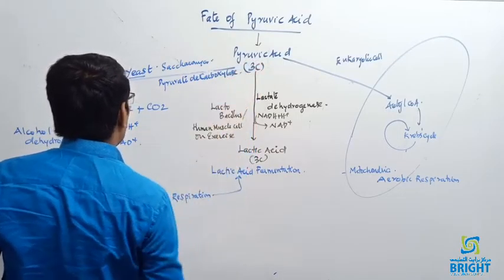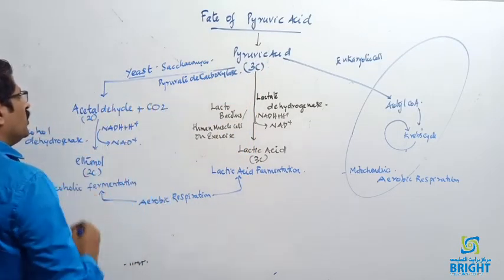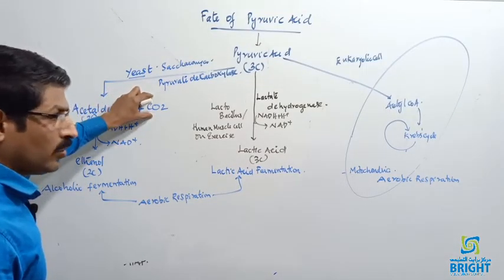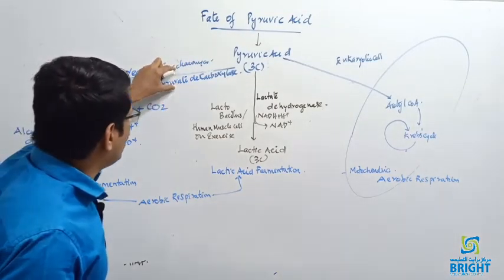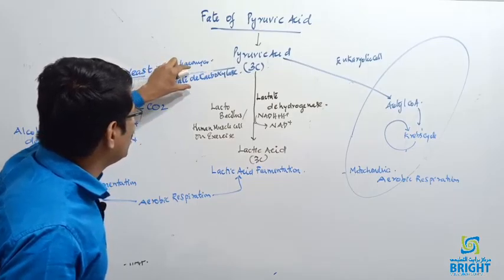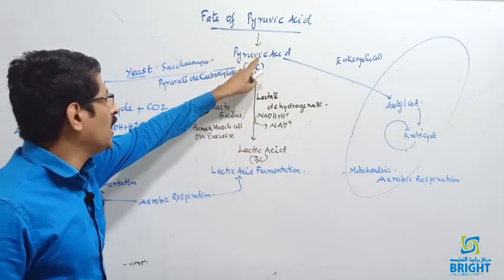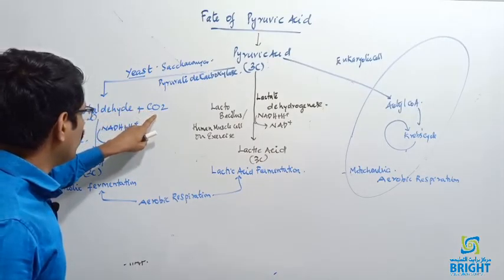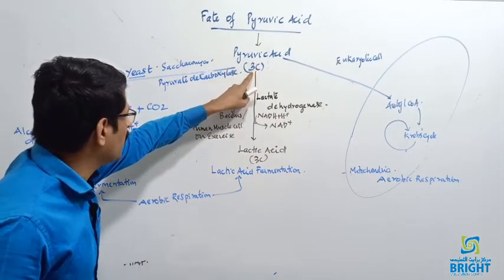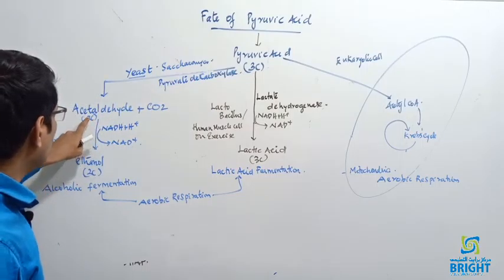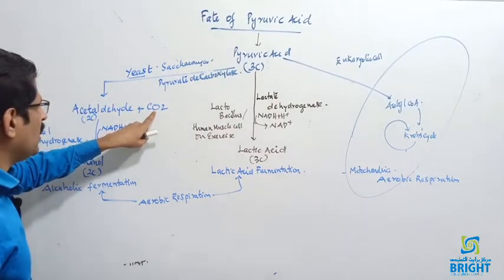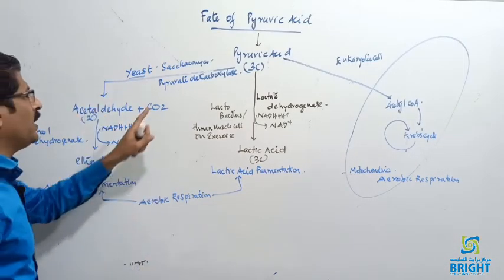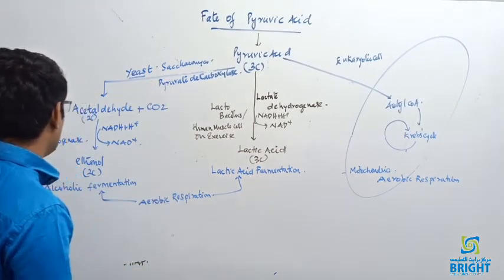yeast, the pyruvic acid is converted into acetaldehyde, a 2-carbon compound, and 1 molecule of carbon dioxide by the presence of the enzyme pyruvate decarboxylase. Pyruvic acid is a 3-carbon compound and acetaldehyde is a 2-carbon compound, and 1 carbon is released as carbon dioxide. And it is mediated by the enzyme pyruvate decarboxylase.